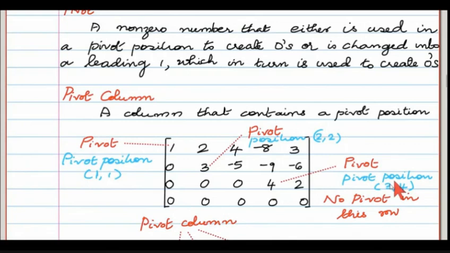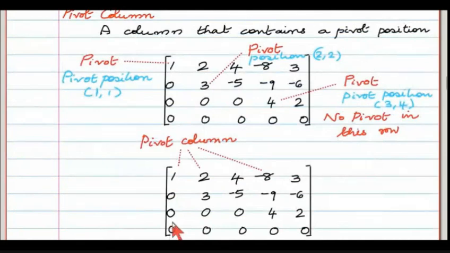Then which are the pivot columns? A column that contains a pivot position. So a pivot is present in this column, so this is a pivot column. The first column is a pivot column. Again, in the second column we also have a pivot, 3, so this is also a pivot column. In the third column, we don't have any pivot, so this is not a pivot column. In the fourth column, we have a pivot 4, so this is also a pivot column. In the last column, we don't have any pivot, so that is not a pivot column.